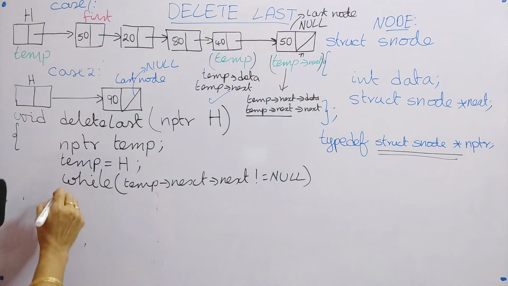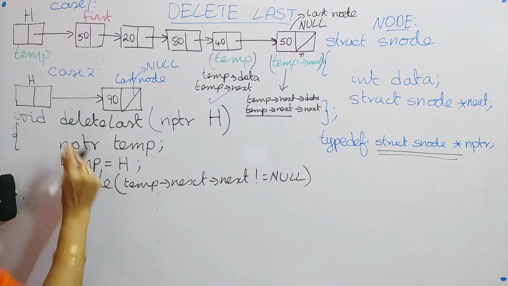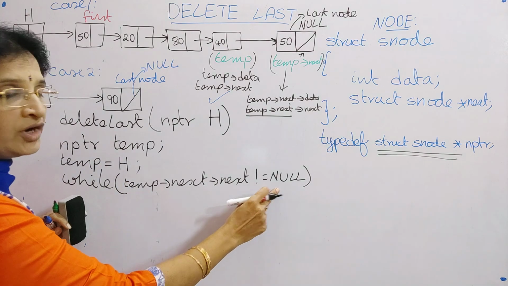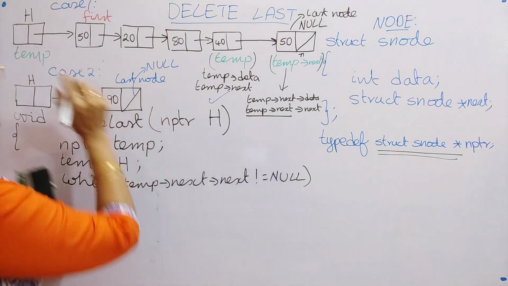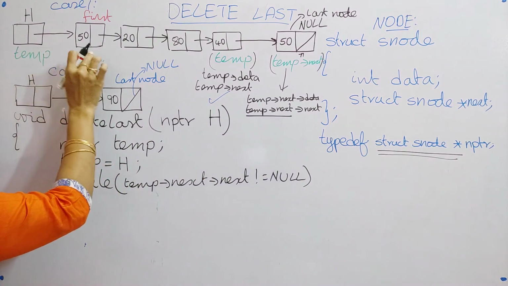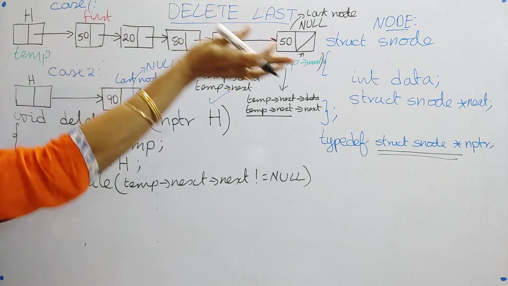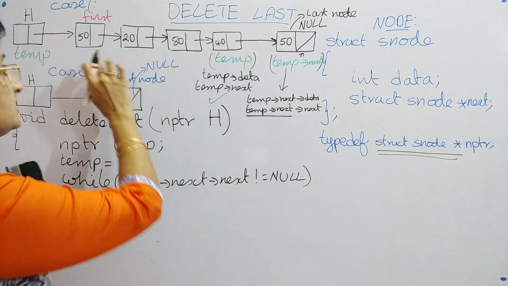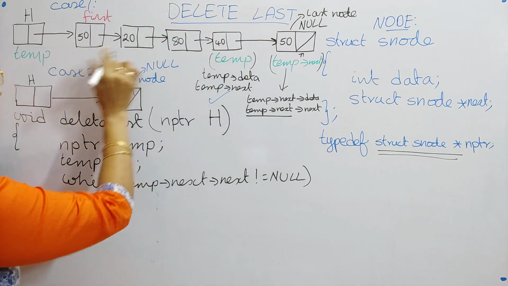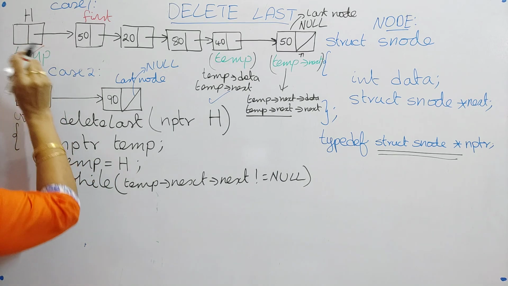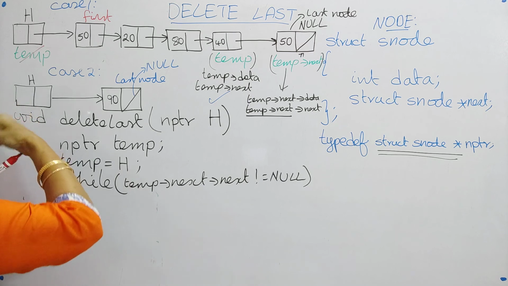So to perform this function, suppose if temp next is not equal to null, what does that mean? Here is the temp next. What is temp next here? This first node. Temp next again has the address of some other node. So is it equal to null? No, it is not equal. So then what will happen? Here you have to move the temp to this location.